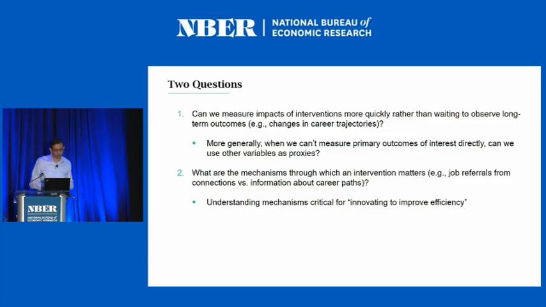A second class of questions is about the mechanisms that are underlying the impacts that we find with a given intervention. So if we think, based on prior work, that connections and social capital matter for finding a job, understanding why that's the case can be very helpful in figuring out how to make a program more efficient. Is it about the job referrals that you get from being connected to different people? Is it about information? If it's about one or the other of those mechanisms, maybe we can develop a cheaper program that specifically focuses on giving people relevant information or giving them certain types of job referrals. And so understanding mechanisms from that perspective is really critical for innovating to improve efficiency.